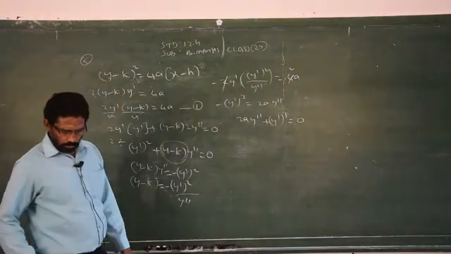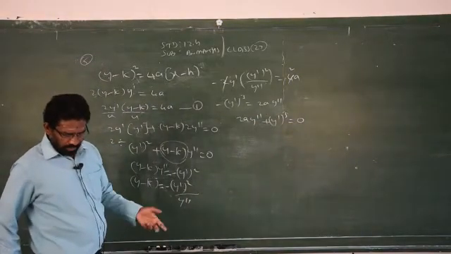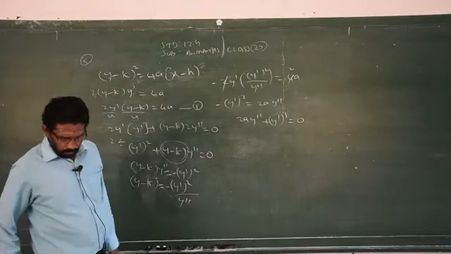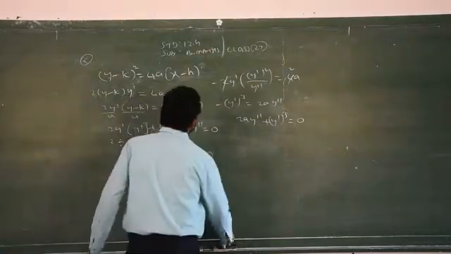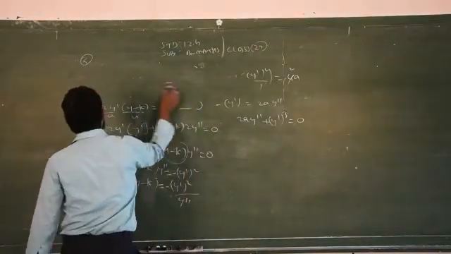Clear? So next one. Sum number 6. Find the differential equation of all the circles passing through the origin and having the center on the y-axis. So you should understand the concept.